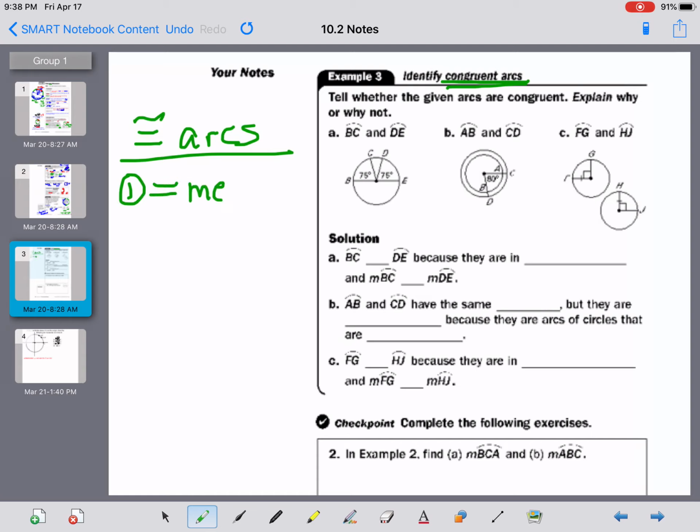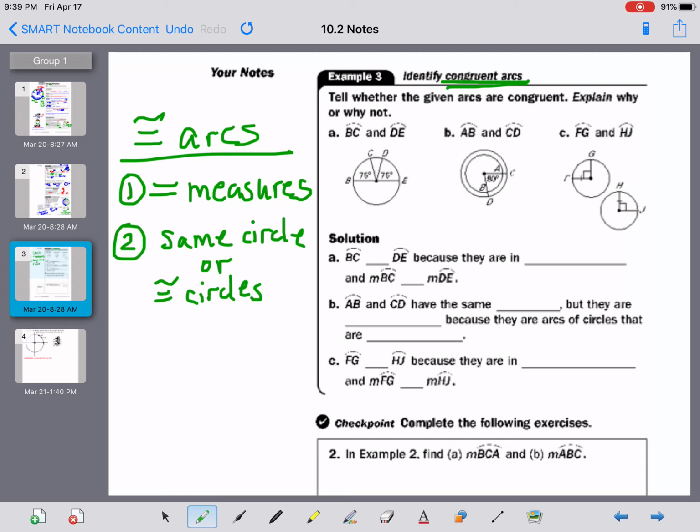So if you think they're going to be congruent arcs, they both have to have the exact same number in their measures. And the second thing we have to check for, they either need to be from the same circle or from congruent circles. Okay, and we'll show you as we go through these examples what I mean by that. But I do want to stress to you, do the double check every time that you make sure both properties are there to make it congruent arcs.